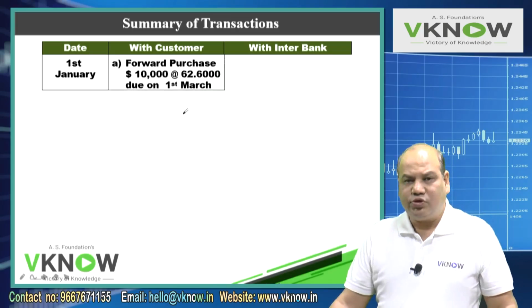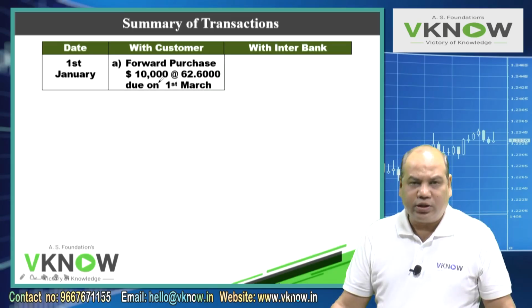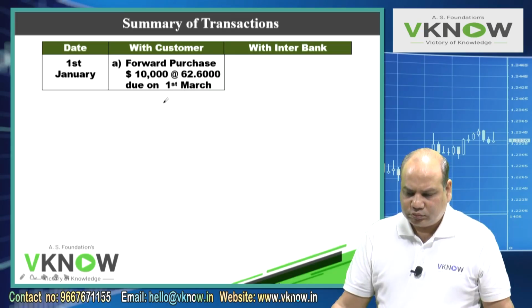Date, write down 1st January. 1st January, with the customer, the contract is forward purchase $10,000 at the rate of 62.6000, due on 1st March.